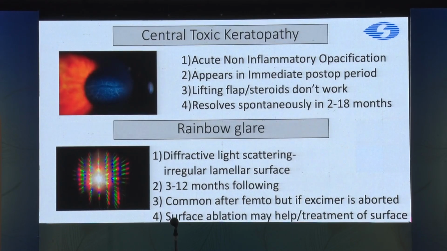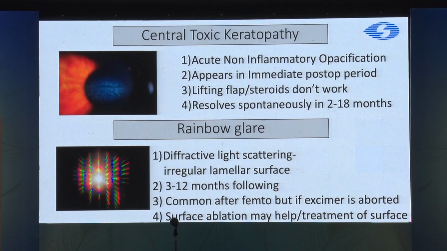A couple of slides. Central toxic keratopathy, important to diagnose, because what we have to remember is it's a central opacity. It looks a little bit like DLK, but lifting the flap and steroids doesn't work. These tend to resolve spontaneously in 2 to 18 months, though there is a hyperopic shift, so you have to counsel the patient carefully regarding this.